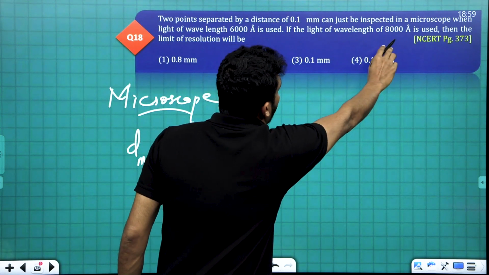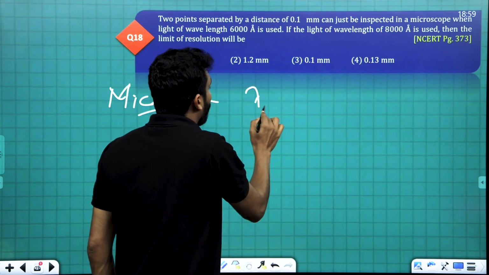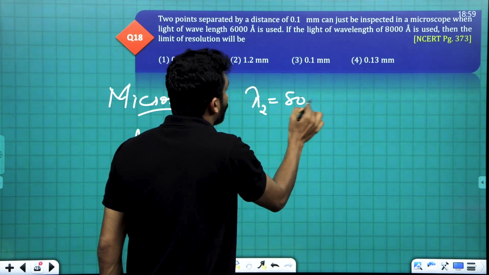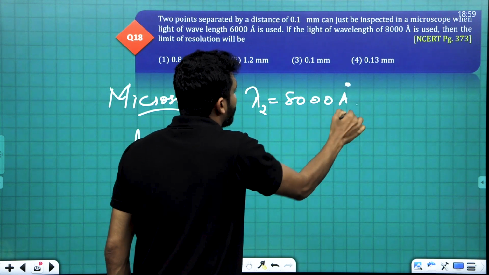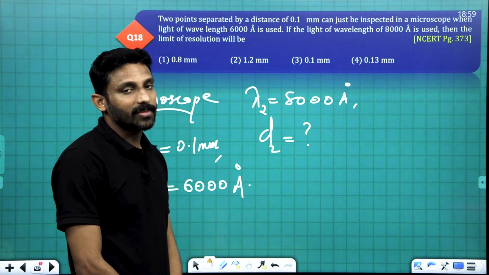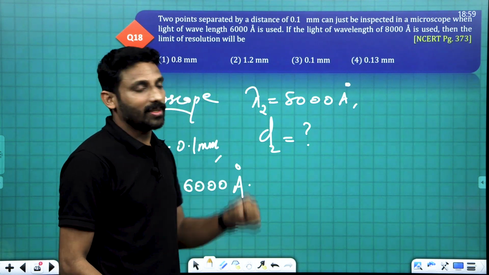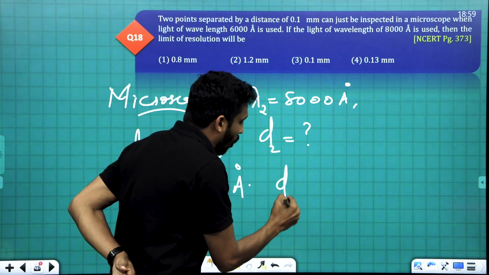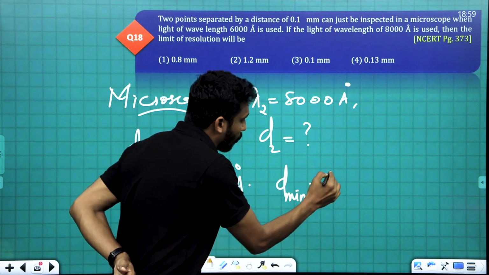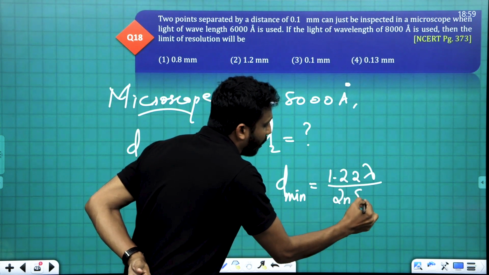If light of wavelength 8000 angstrom is used, what will the limit of resolution be, if lambda 2 is equal to 8000 angstrom? In the case of a microscope, the limit of resolution formula is 1.22 lambda divided by 2n sine beta.